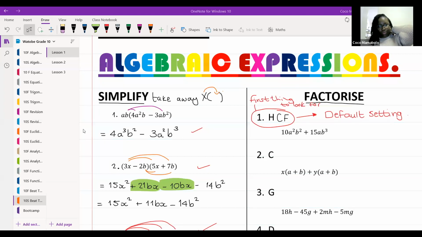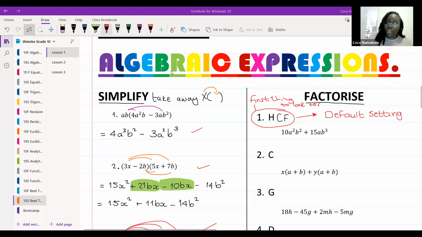Okay, what is our default setting? For the sum, right? Not for the sum. What do we look for? What is the default setting that we always look for? The calculator?